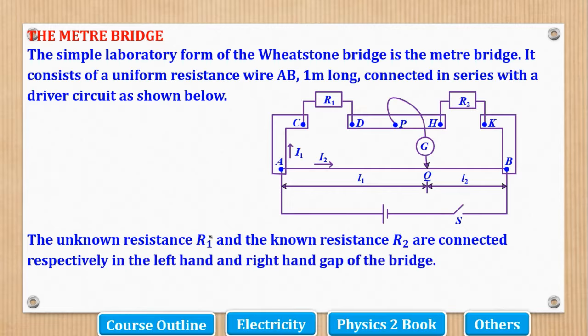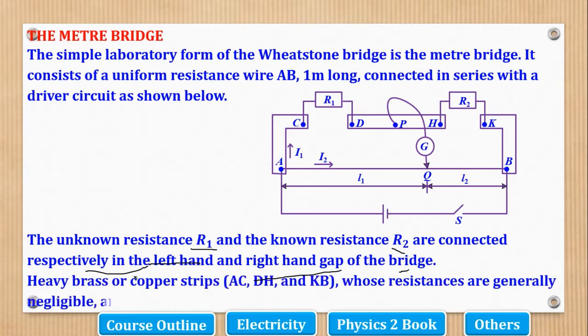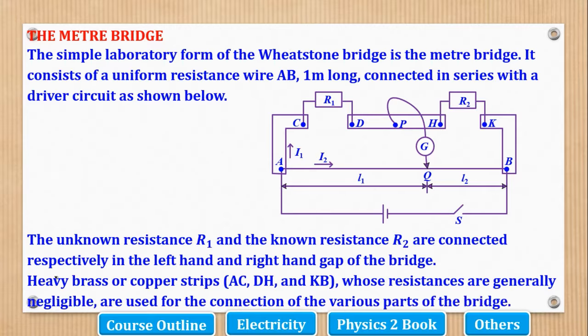The unknown resistance R1 and the known resistance R2 are connected respectively in the left-hand gap and right-hand gap of the bridge. Heavy brass or copper strips, these ones, whose resistances are generally negligible, are used for the connection of the various parts of the bridge. So they provide continuity.